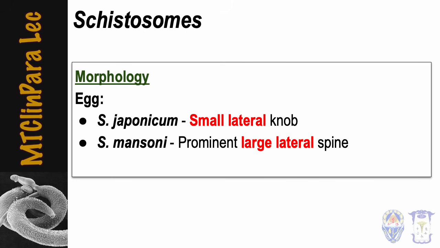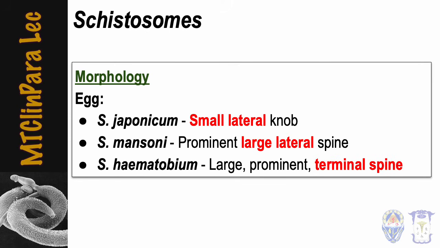By the way, when we say lateral, this means it's on the side of the egg form. While for S. haematobium, this contains a large prominent terminal spine.